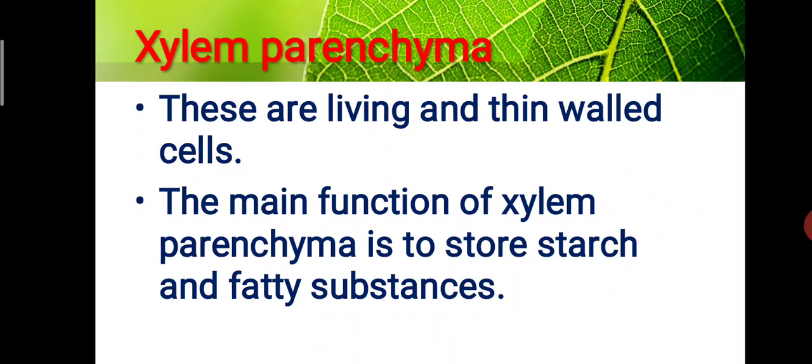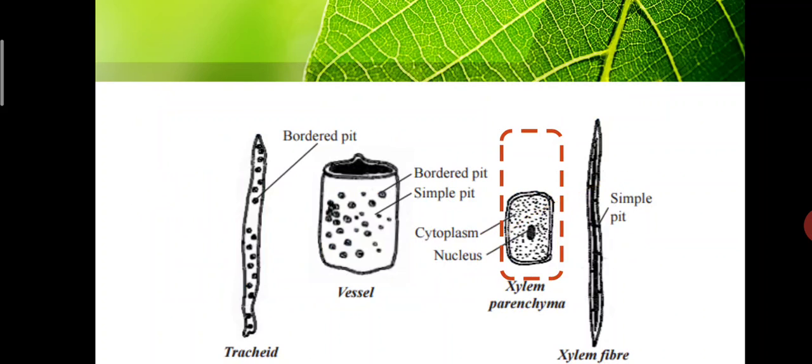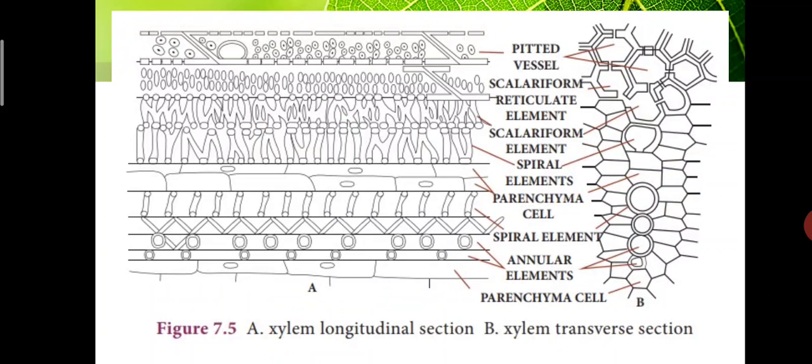Finally, we have xylem parenchyma. They are living and thin-walled cells. The main function is to store starch and fatty substances. All these xylem vessels, fibers and tracheids give mechanical support to the plant, except this xylem parenchyma, which stores starch and fatty substances. So can you see the xylem parenchyma here? Yes. So this is the overall structure of xylem, longitudinal section and transverse section you can see here.